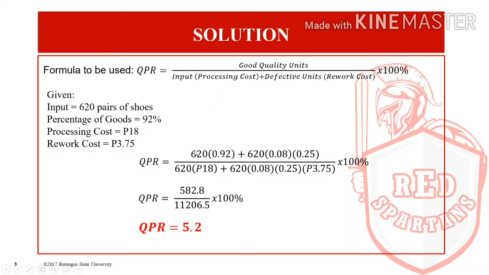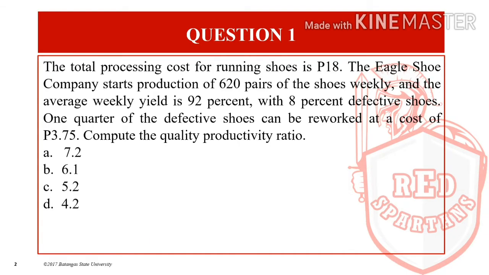We just substitute the givens into the formula: 620 times 0.92 plus 620 times 0.08 times 0.25, over 620 times 18 pesos plus 620 times 0.08 times 0.25 times 3.75 pesos, times 100%, equal to a QPR of 5.2%. So for this problem, our answer is letter C.